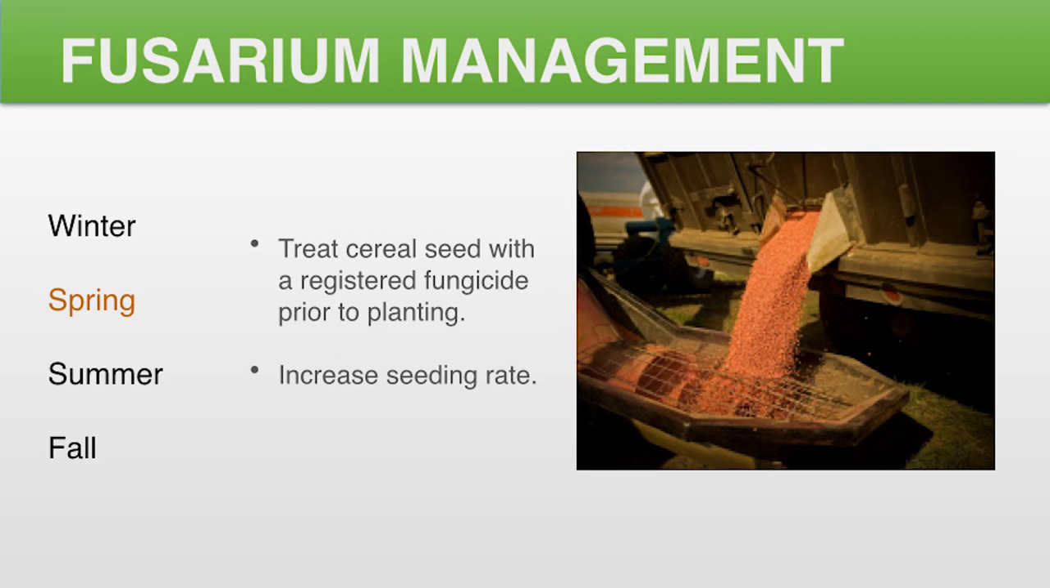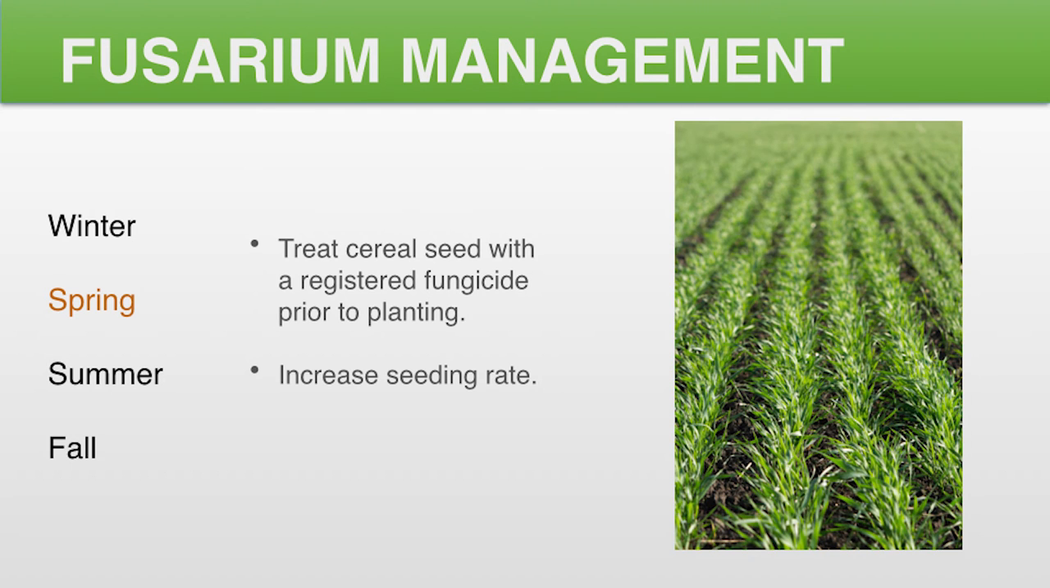Another management recommendation is to treat cereal seed with a registered fungicide that has Fusarium on the label prior to planting. Seed treatments won't eradicate Fusarium graminearum from a seed lot, but it will help to prevent it from being transferred from one field to the other, and it will also help reduce seedling blight. So it will help withstand establishment and help to improve your yields in cases where there might be some issues. The second thing you can do at seeding is to increase your seeding rate.